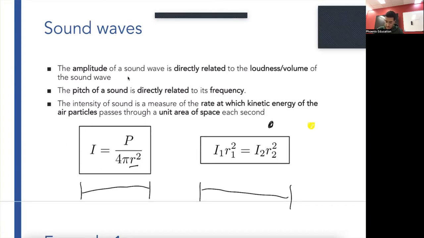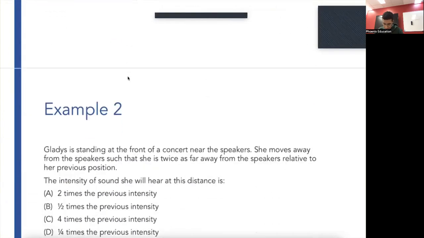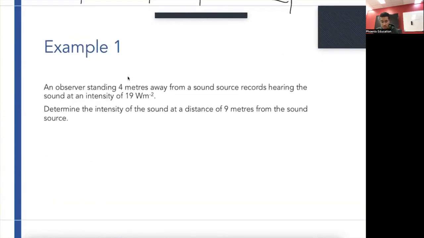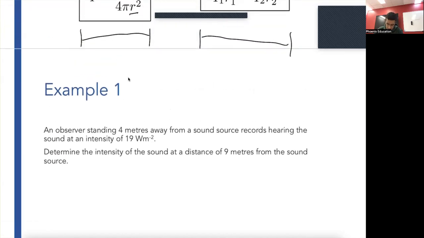So if you knew the intensity at some distance r over here, then you could also determine the intensity at any other distance r. This is what that formula is describing, but we'll go into examples right about now. First example: an observer standing 4 meters away from a sound source records hearing the sound at an intensity of 9 watts per meter squared. So this is the unit for intensity, watts per meter squared.